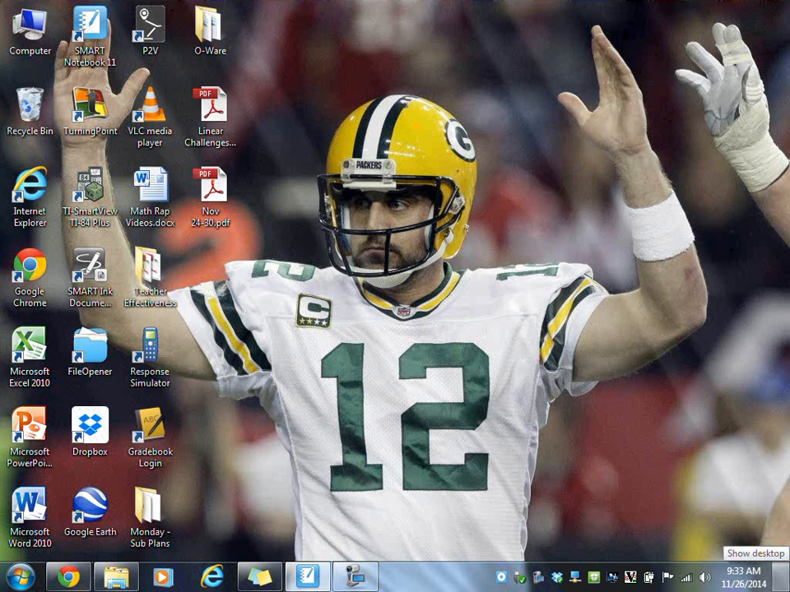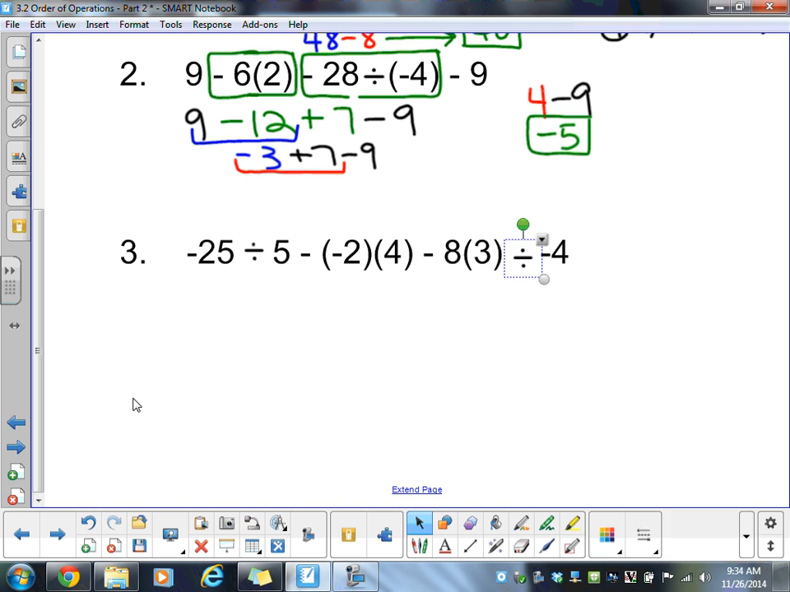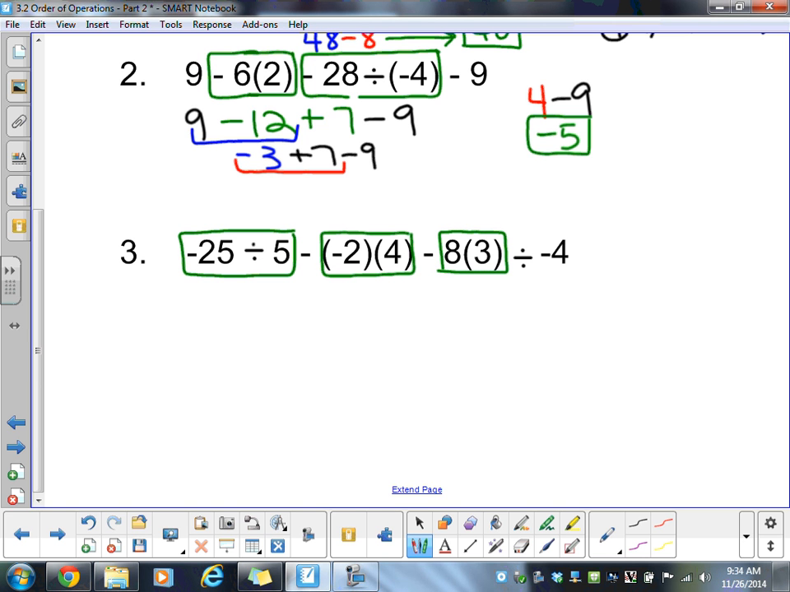So I'm going to look for my multiplication and division. It looks like I have some division here. I have multiplication here. And on the end, I have a combination of multiplication and division. But I'm just going to pick one of them. I'm going to pick whatever comes first. So I'm going to do just the 8 times 3 for now.